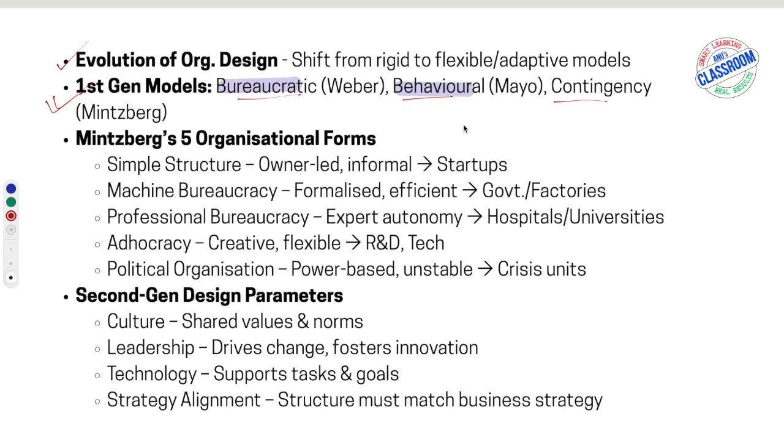Coming to the third model, that is the contingency perspective. As I said earlier, if you ask me which is the most important of these first generation models, I'll say the contingency model, which is proposed by Henry Mintzberg. This model says that there is no one best way to design any organization. Why? Because the right structure depends on the situation, the strategy, the environment, the technology, the tasks that the organization hopes to perform.